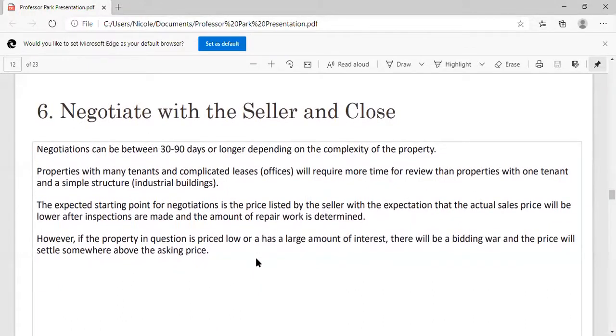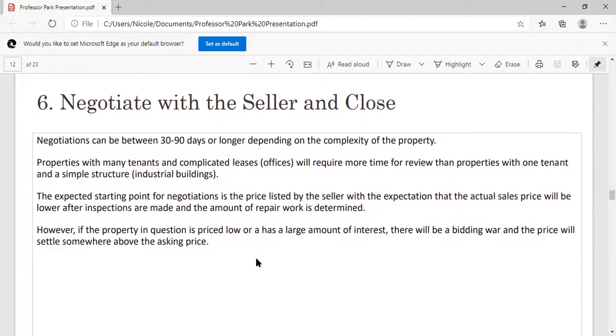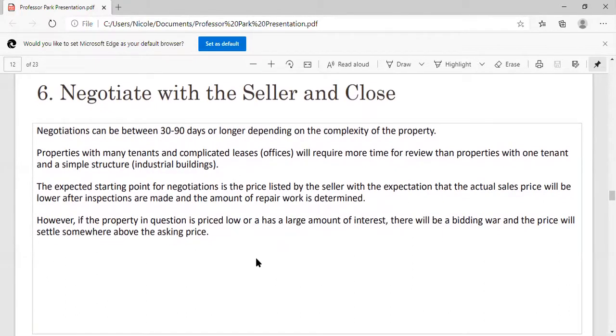So you negotiate with the seller and close, and negotiations are usually 30 to 90 days long, depending on the complexity of the property. Say it's an office building like the Chrysler building, for instance, with a ton of tenants and lots of leases. You have your lawyers and your team go through all the leases and see what's in them. That can take a really long time. But say it's an industrial building with a simple structure, a warehouse with maybe one tenant. That's a very, very simple closing process.